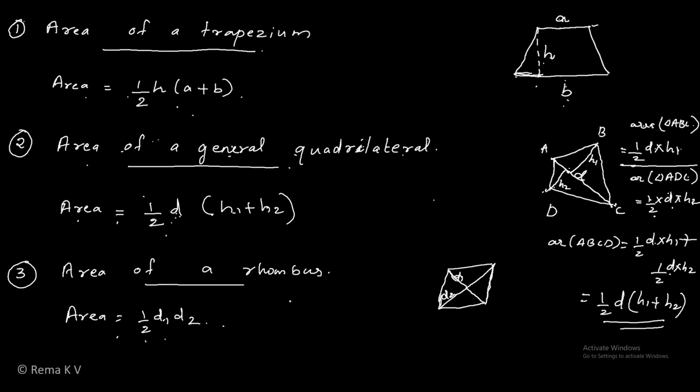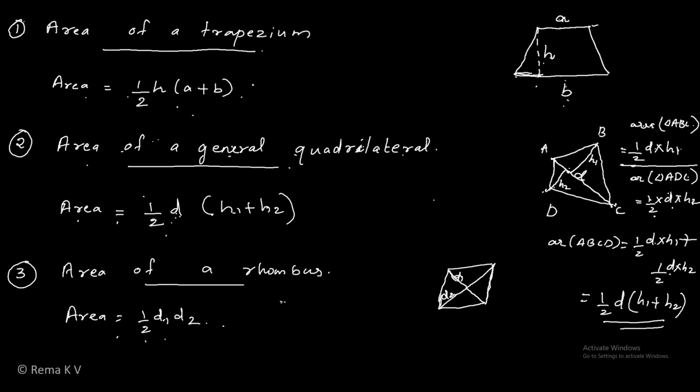So already we had learned how to find the area of a rectangle, square, parallelogram, then circle, semicircle, etc. Now in addition to that, we are learning how to find the area of a trapezium, the area of a general quadrilateral, and then the area of a rhombus.